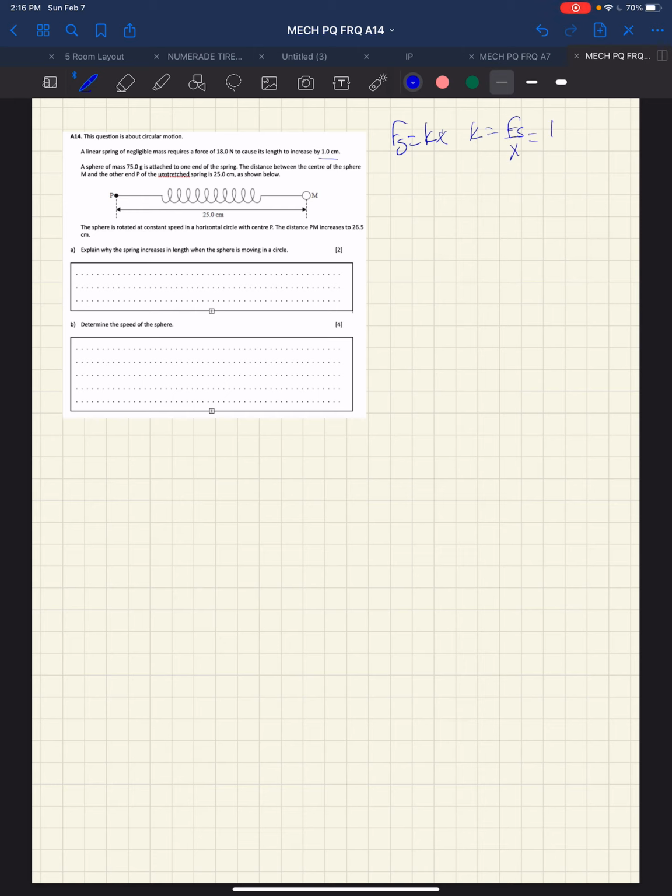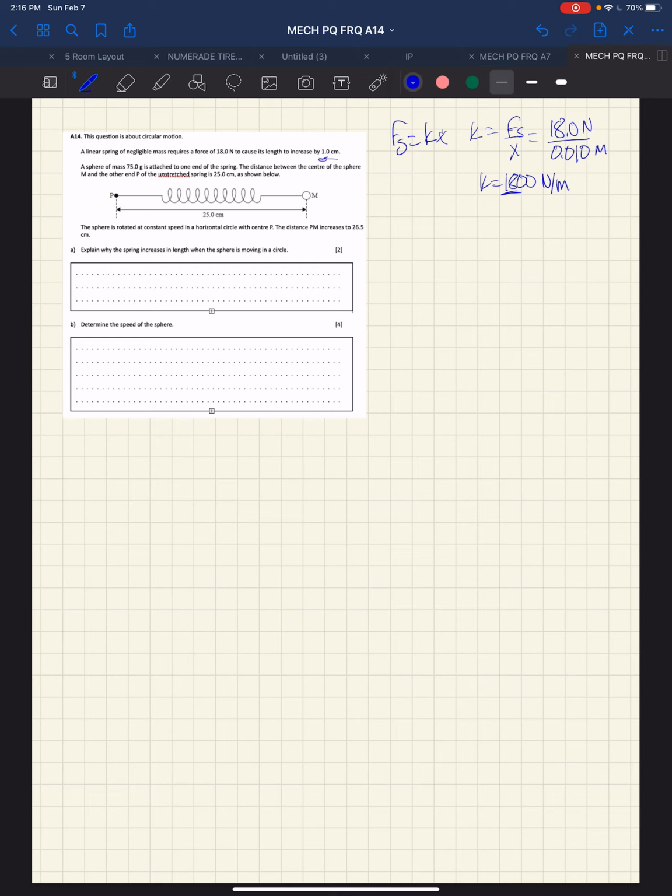And the force of the spring is 18.0 newtons, and that is over 1.0 centimeter. So that is 0.010 meters. That gives us a K of 1,800 newtons per meter, and that has two significant digits because the centimeter has two significant digits.